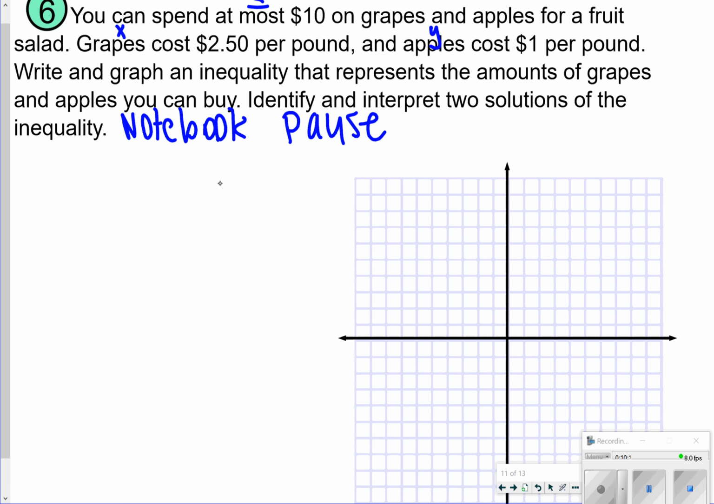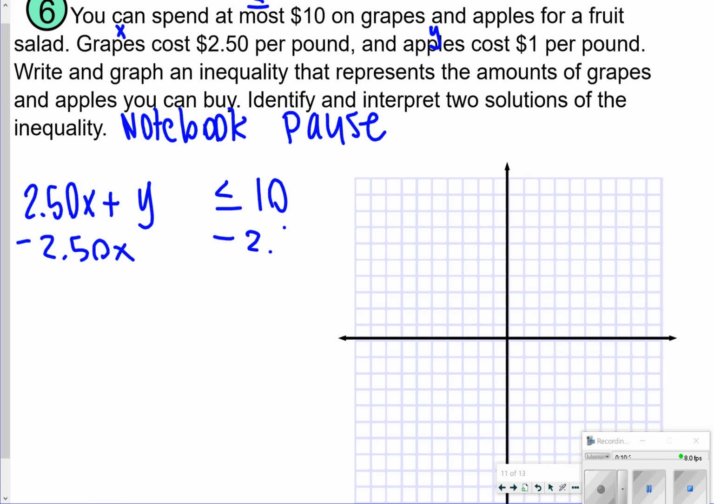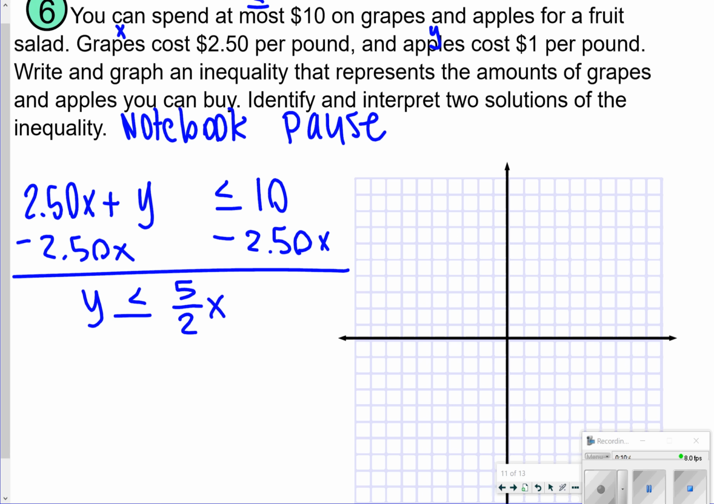All right, at most $10 means less than or equal to $10. Grapes cost $2.50 per pound, so that's 2.5x plus 1y, or just y. And then I'm going to go ahead and write this in a format so that I can graph it. So I'm just going to subtract 2.5x from both sides. When I do this, I do need to make sure that I have slope-intercept form. So I'm actually going to change 2.5 into 5 halves so that I can show that rise over run, and it's negative 5 halves, and then plus 10. So there's my inequality.